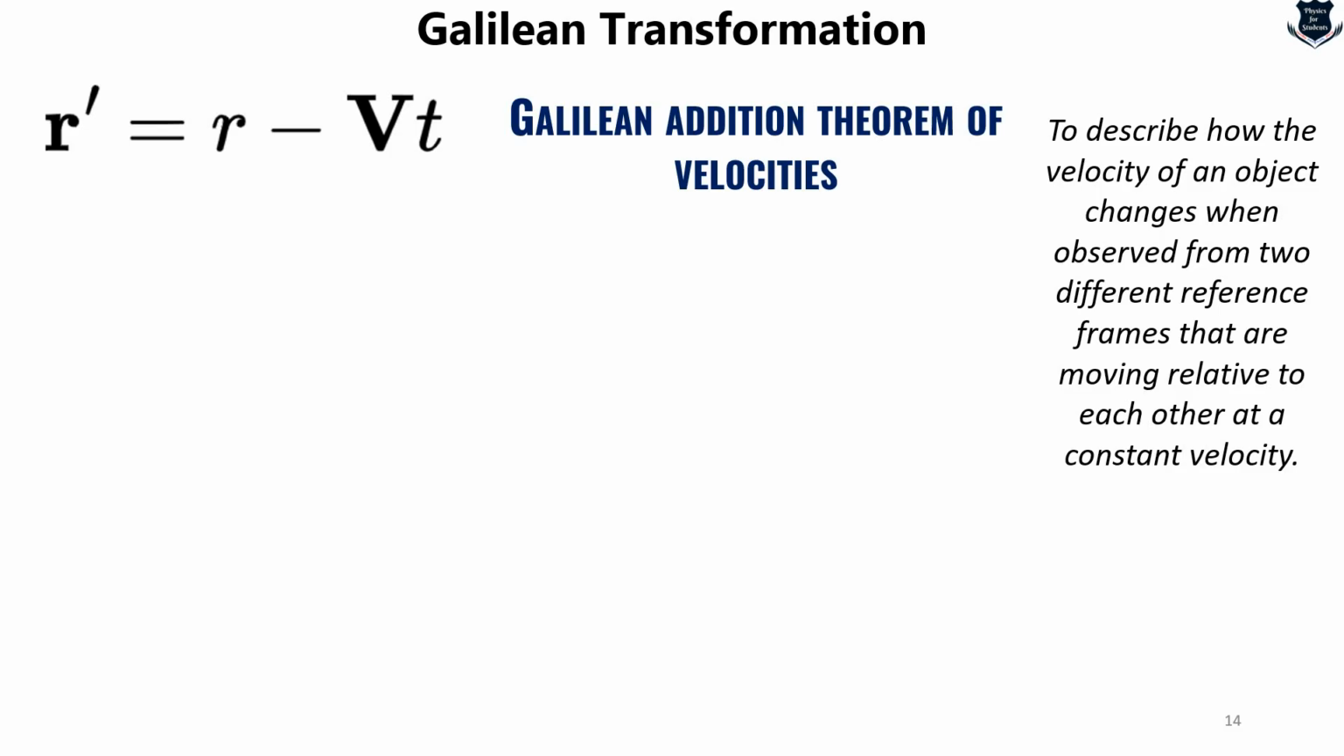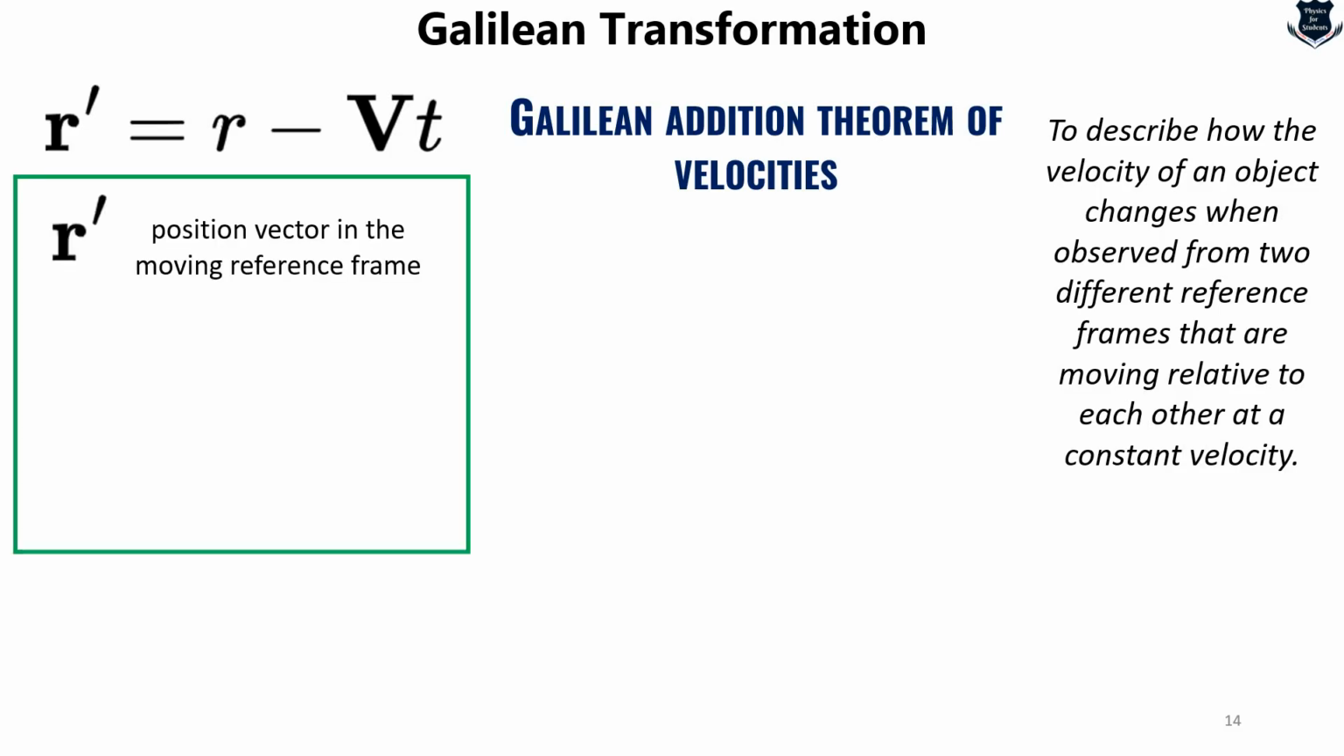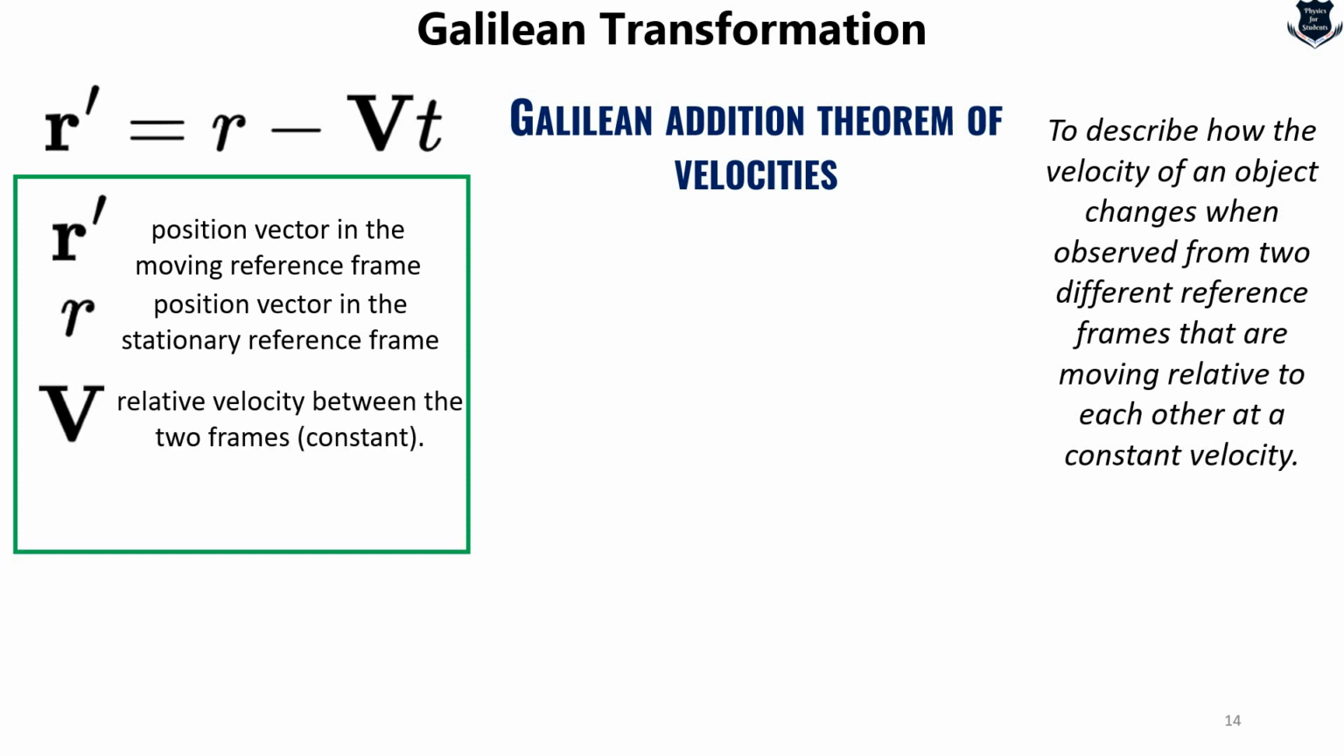So first of all, we will go through the steps of calculation very easily. We denote r prime as the position vector in the moving frame of reference, and r as the position vector in the stationary frame of reference. V is the relative velocity between the two frames, constant, and t is time, equal in both frames in classical mechanics.